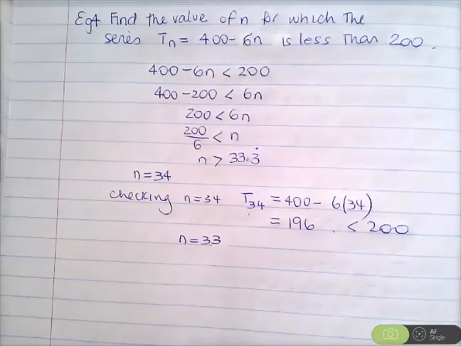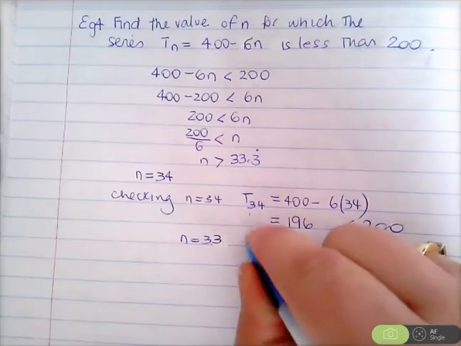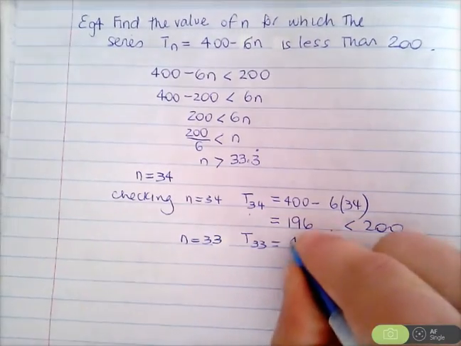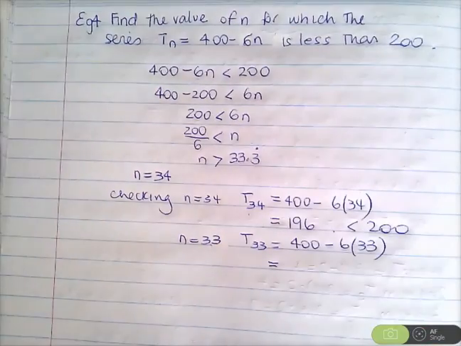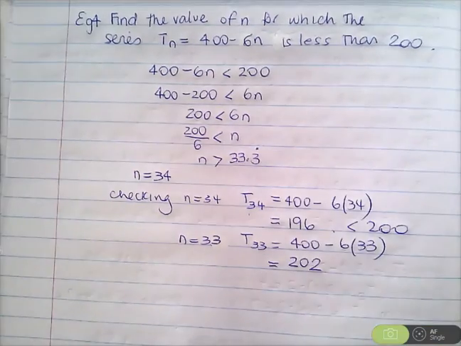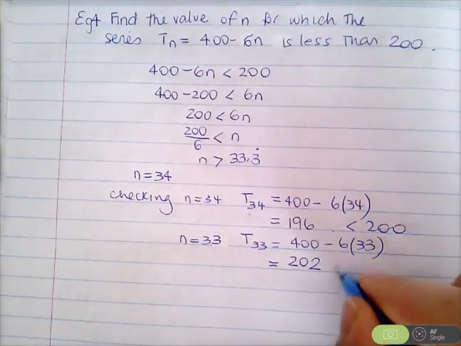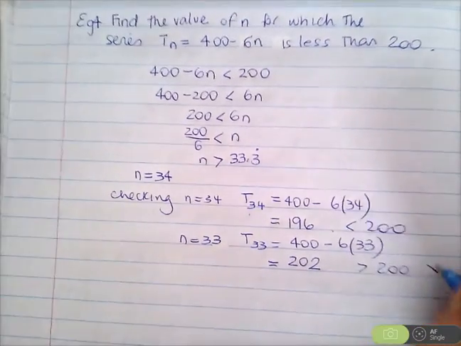And if you weren't sure if n is 33 or 34, when you put n is 33 in, you get 400 minus 6 times 33, which equals 202. So we can see that this is greater than 200, so that is not the answer.